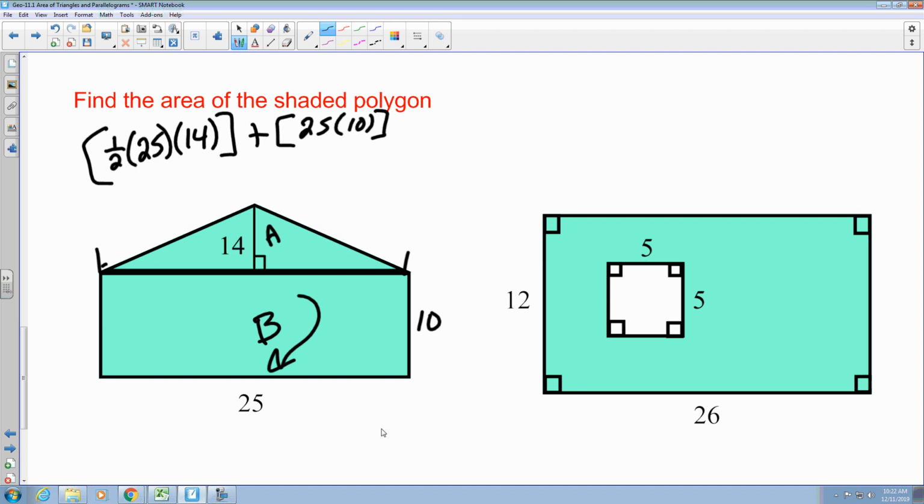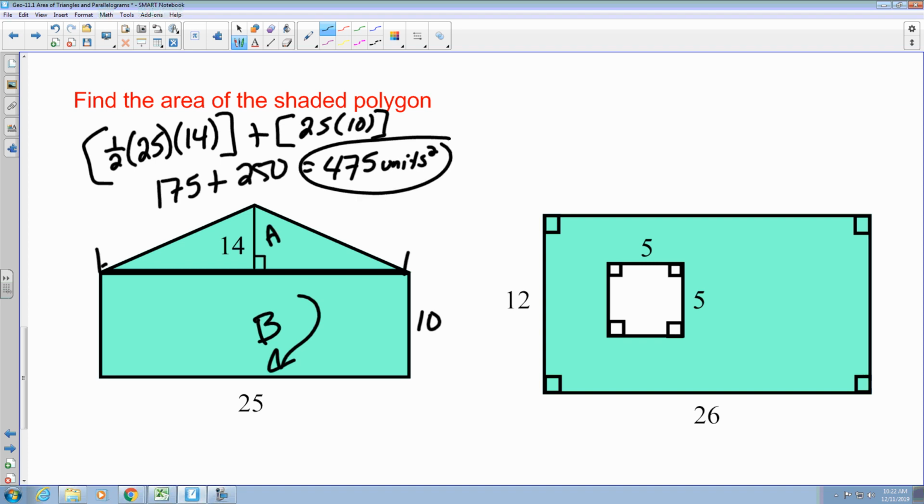So we go over here. I multiply the 1/2, 25, and 14 all together. I multiply those out. We get 175. And then it gets added to 25 times 10. We get 250. And then we take the 175 and add it to the 250. And that gets us a total of 475. And that is square units because it's dealing with area.